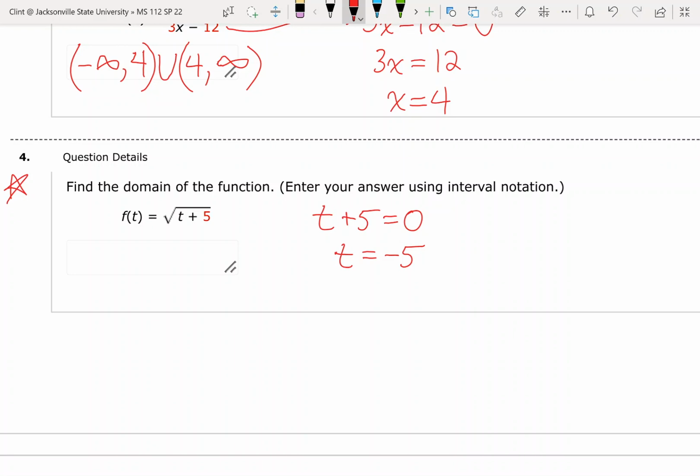So the way we write that down, negative 5 is as small as we can use. And so we do accept negative 5. We can use negative 5. So we'll have a bracket with a negative 5. And then anything bigger than negative 5 is okay, so we can go to positive infinity.